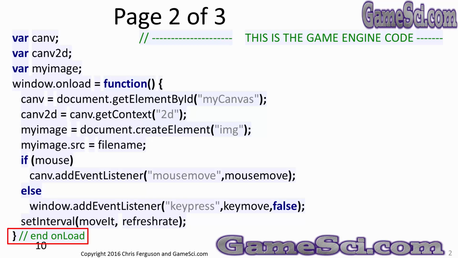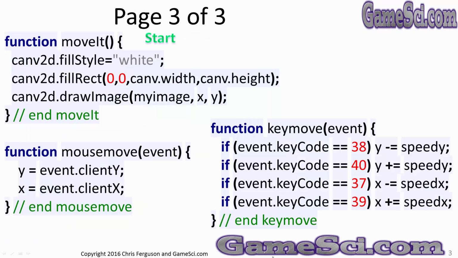It's loading the needed components, deciding which way it's going to go. Is it going to listen for the mouse or is it going to listen for key presses? Page 3 of 3, the end of the code from this lab.